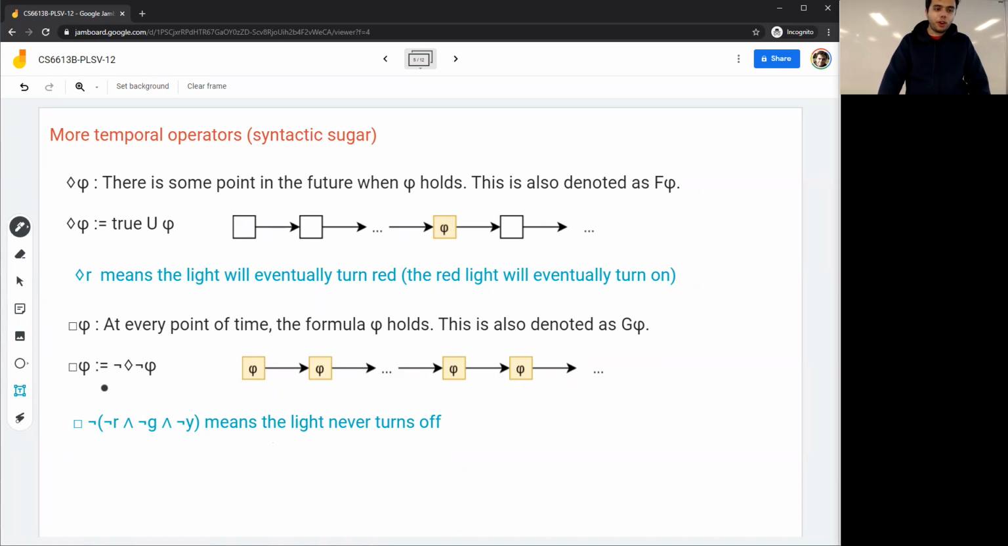right? Why? Well, always phi means that phi holds all the time, right? So there is no point in time where we have not phi. And that's the same as saying not eventually not phi. Okay, so this is how we define the basic temporal operators. And this was the syntax of LTL. Are there any questions until this point?